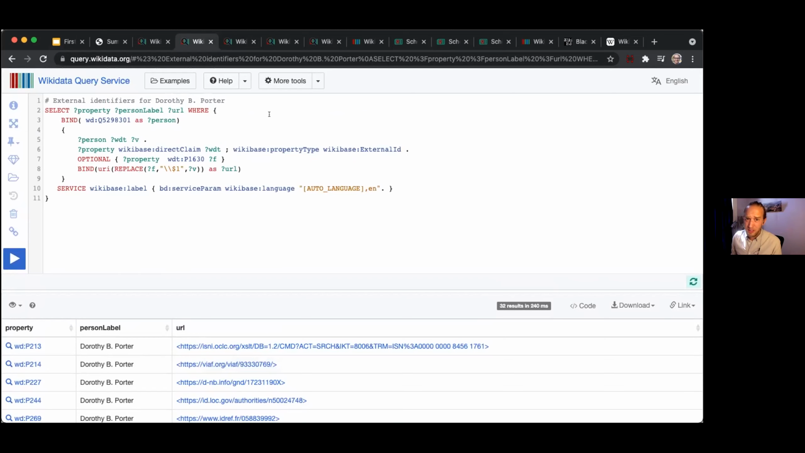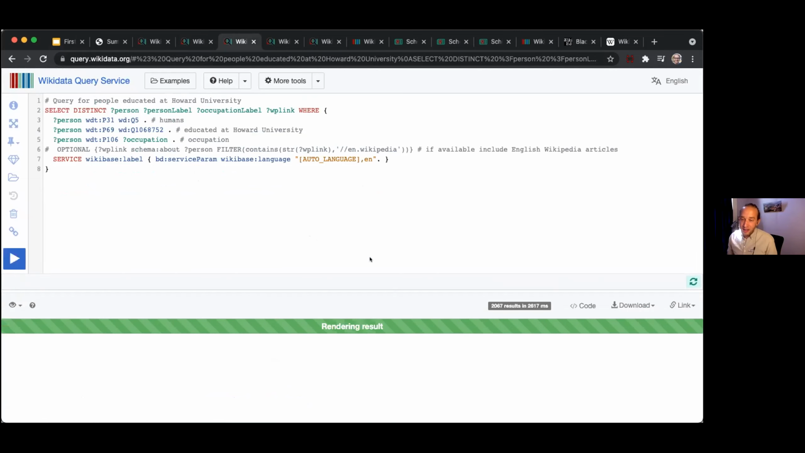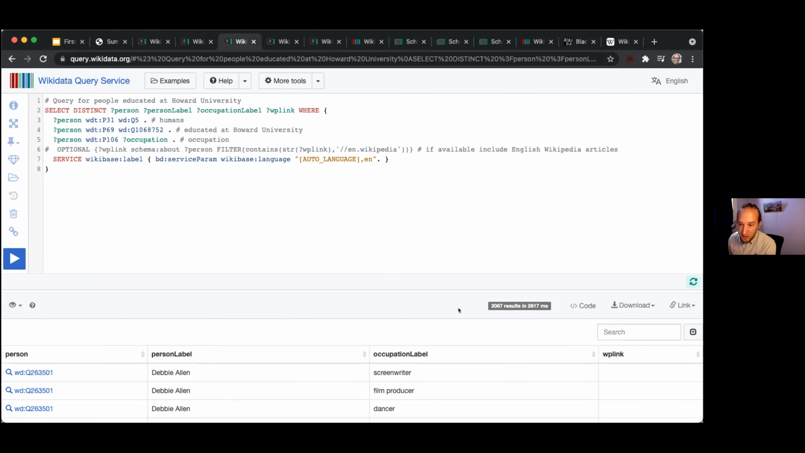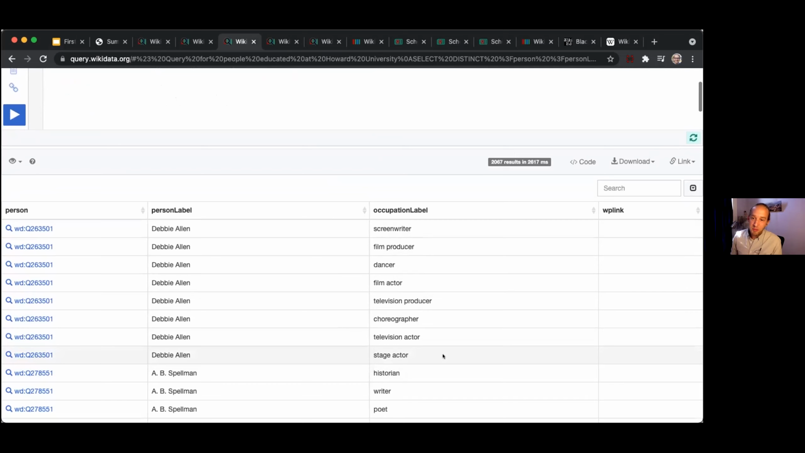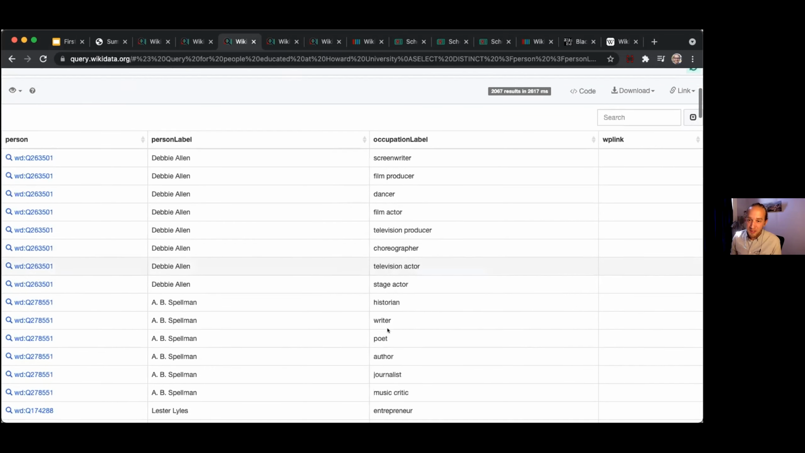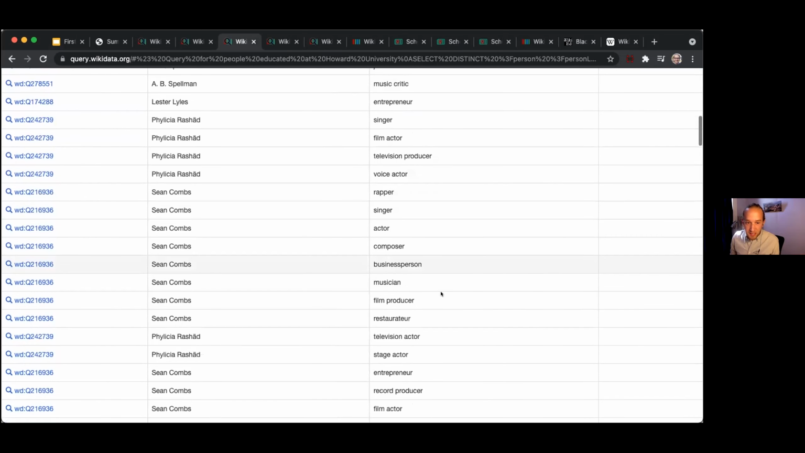But these queries are also really easy to adapt. So I've pulled up another query here that's a little bit more general that asks Wikidata for people who went to Howard University. So this will just generate a list of people who are notable enough to be on Wikidata. And if I push the play button, it'll run the query. And in just a second or two, we can see we've got 2,000 results. And you'll notice that some names are repeated, and that's because I've also asked for their occupation. And if people have more than one occupation, they'll show up multiple times. So this is a really easy way to see some alumni of Howard University and what they've done in life.